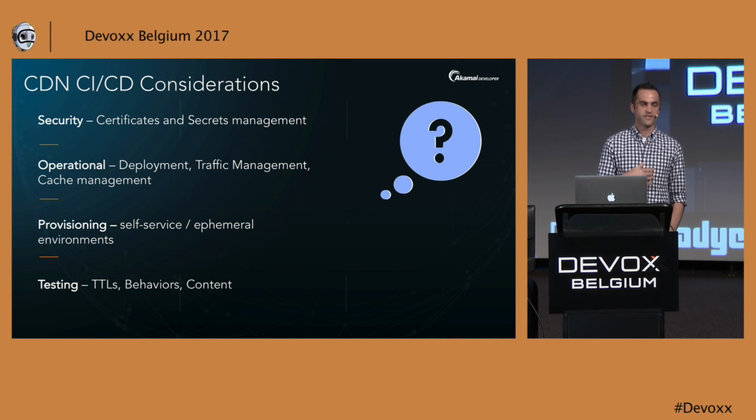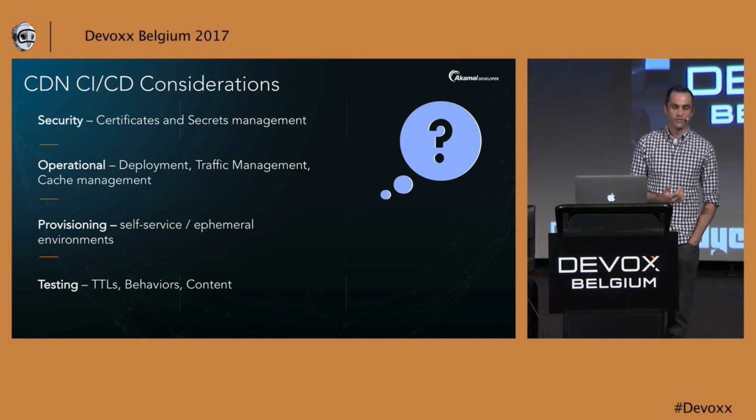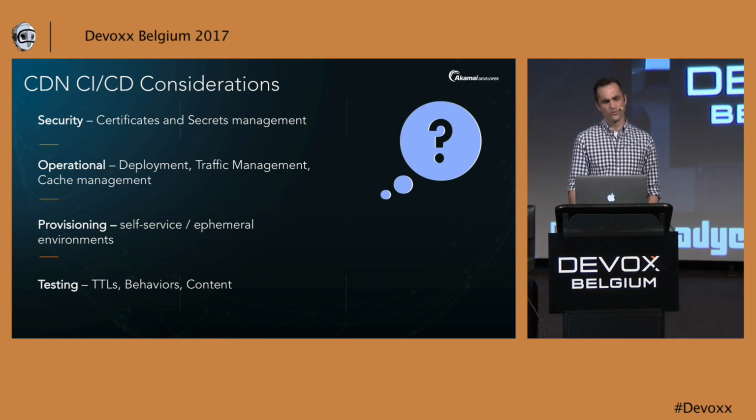And then we also need to understand cache management. So things like invalidation. If I have content that exists in the edge, I need some kind of mechanism to invalidate or remove that. And lastly, we need some way of provisioning environments, right?